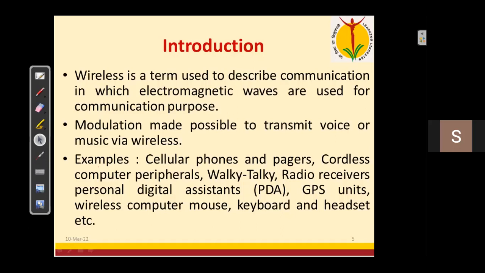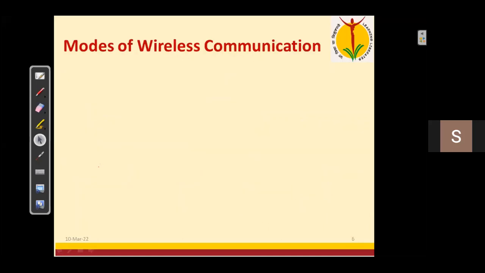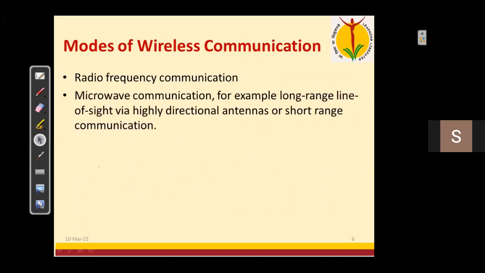Maybe there are certain cordless computer peripherals which you are using: a cordless mouse, a keyboard, a headset. Okay, walkie-talkie. The policemen use them, traffic police use them, and many other devices. A GPS unit is there. So these are all examples of wireless devices.